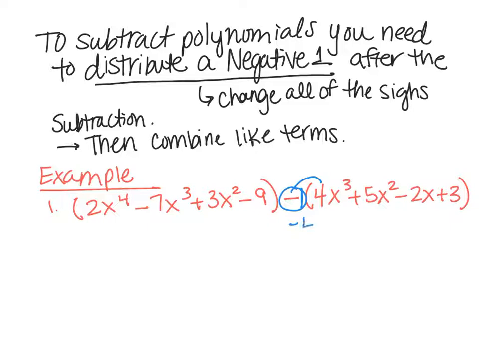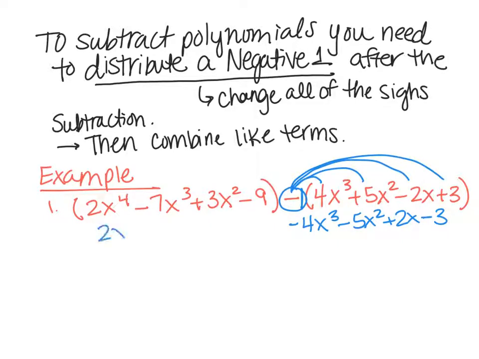Will become a negative 4x cubed. Will become a negative 5x squared. Will become a positive 2x. And will become a negative 3. Now I didn't do anything to the first set, or the first polynomial, so I'm just going to leave this alone. And now I can go ahead, sorry, this 4 is a little bit big. Now I can go ahead and combine my like terms.